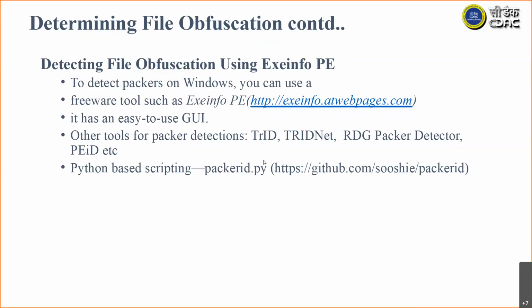Other tools for packer detection are there, like TRID, TRID-net, RDG Packer Detector, PID, etc. Also, in the open source space, if you want to do some Python-based scripting, packerid.py is one script file. You can download it from GitHub and use it for detecting the file obfuscation.